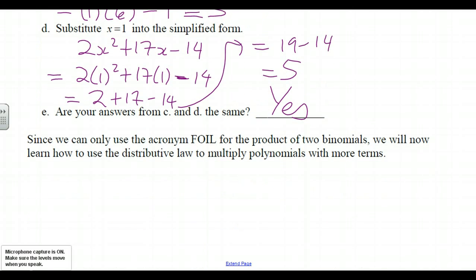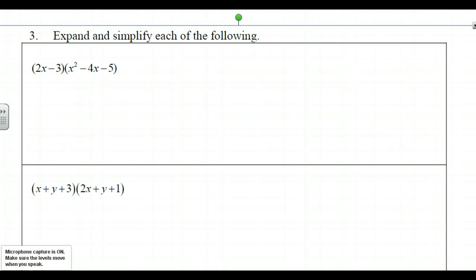Since we can only use the acronym FOIL for the product of 2 binomials, we will now learn how to use the distributive law to multiply polynomials with more terms. Expand and simplify each of the following. This is not going to be a major part, okay?